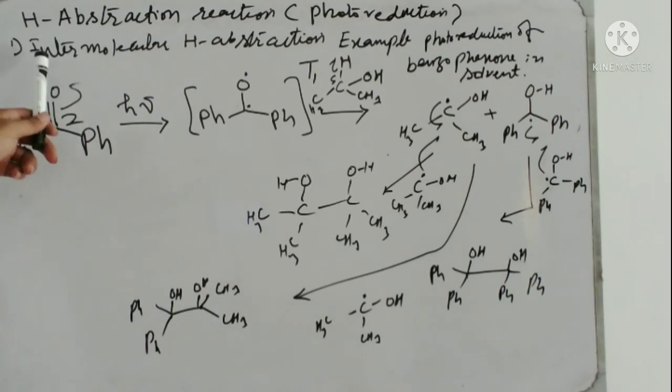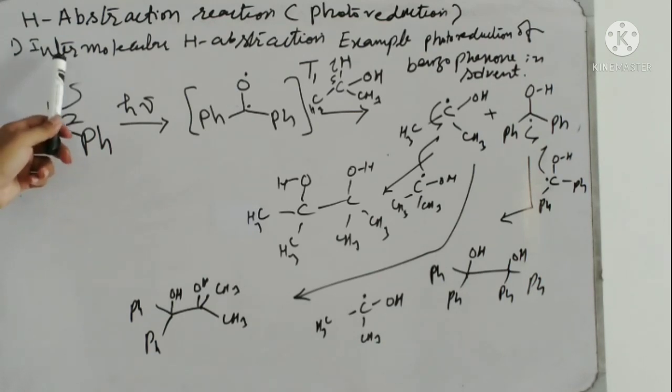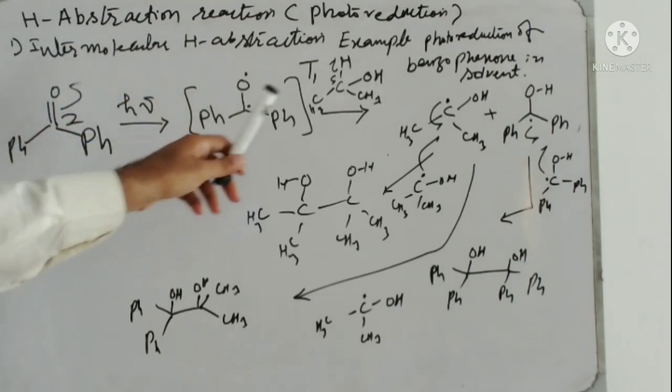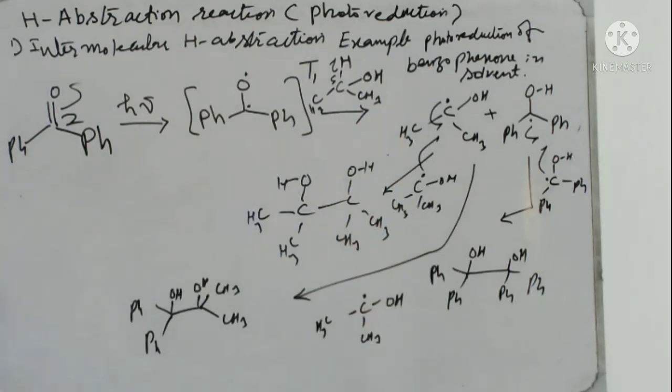As the name indicates, intermolecular is between two molecules. A famous example of intermolecular hydrogen abstraction is the photoreduction of benzophenone in the presence of solvent. So we will discuss this.